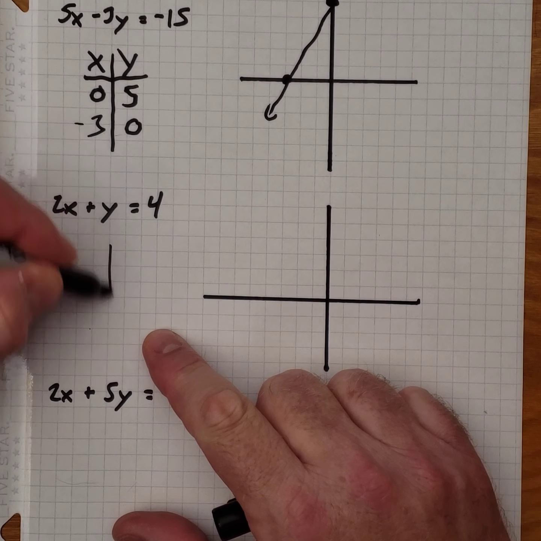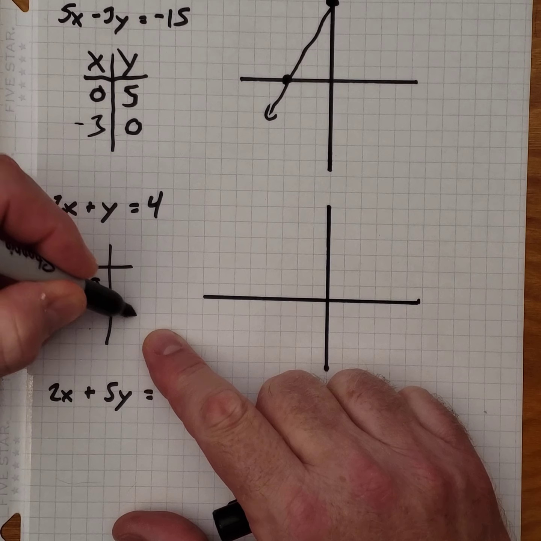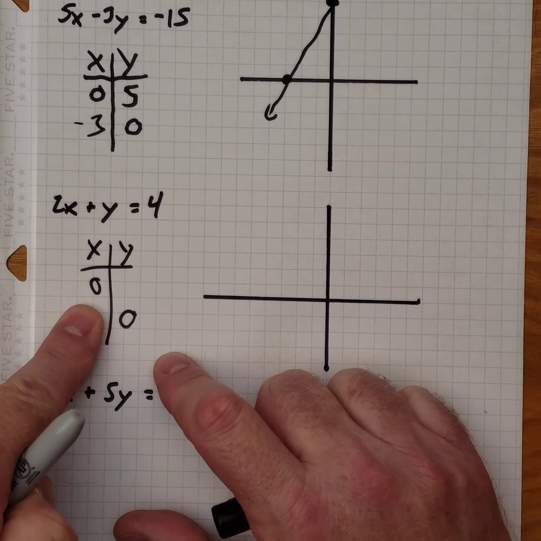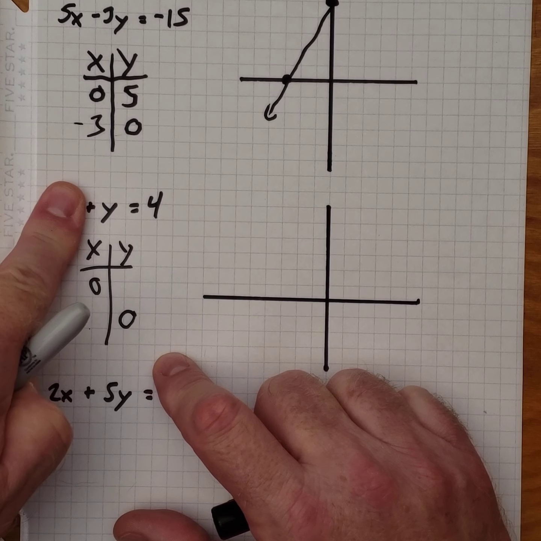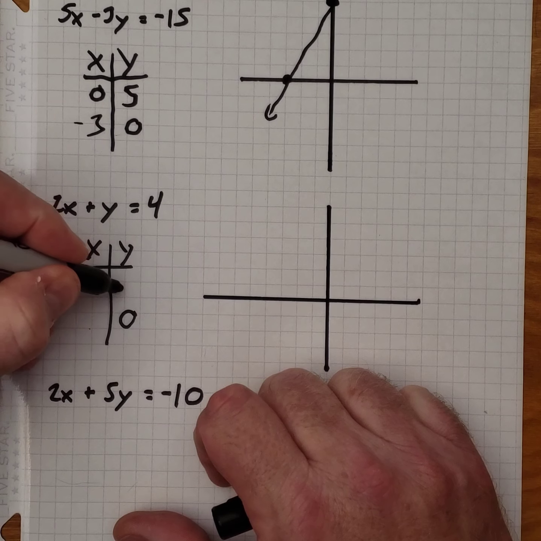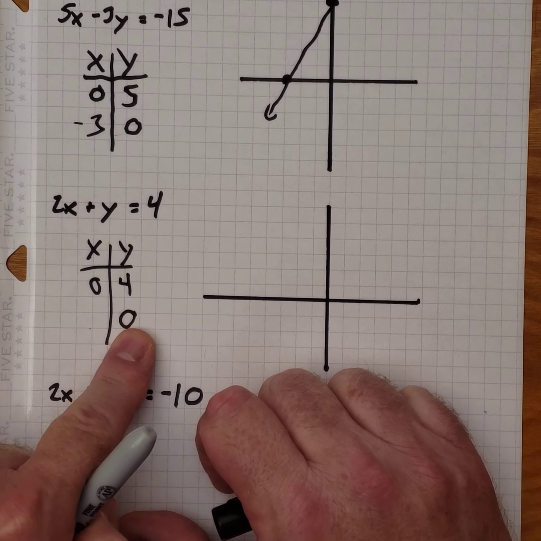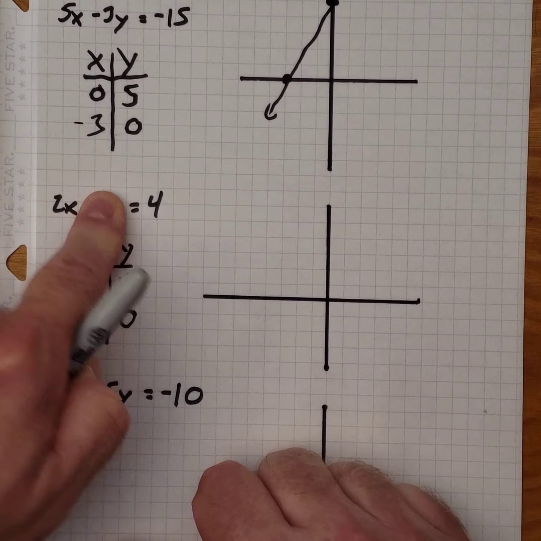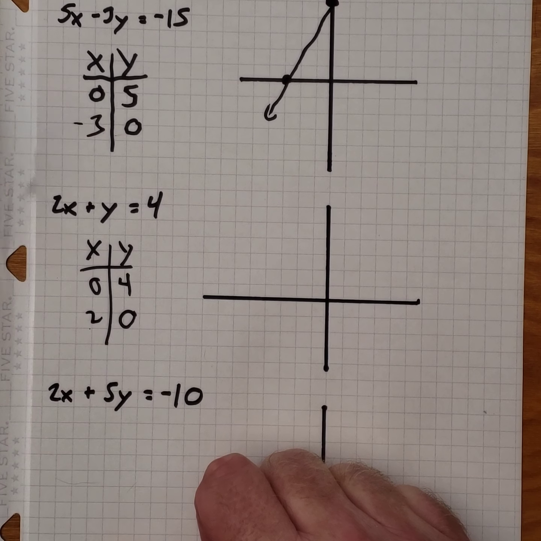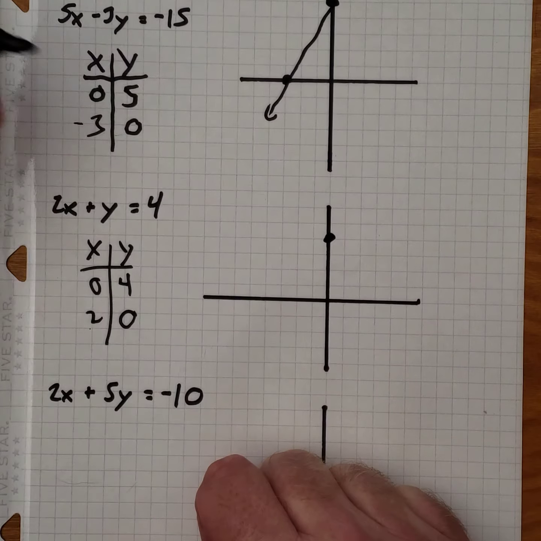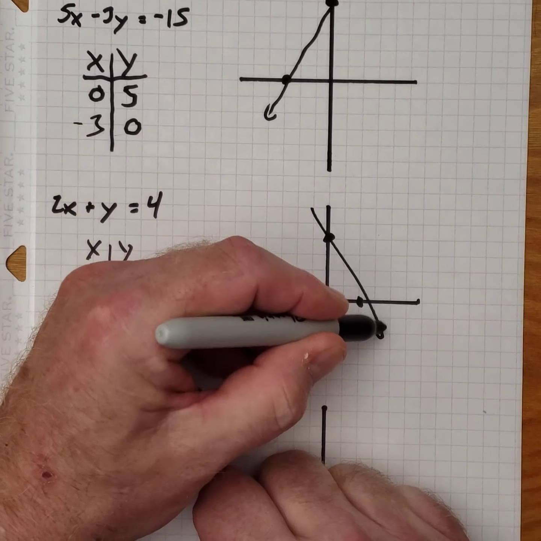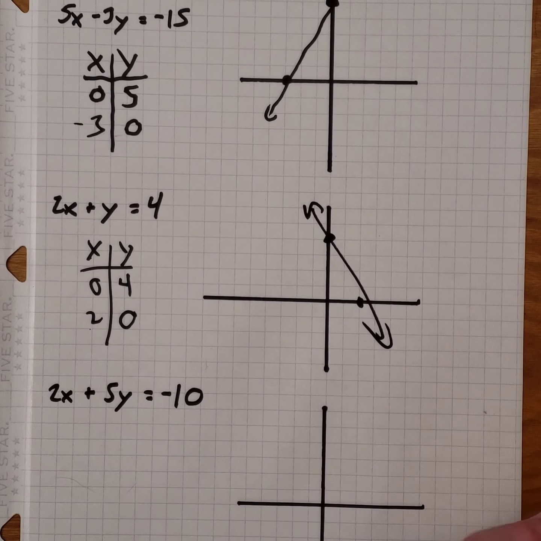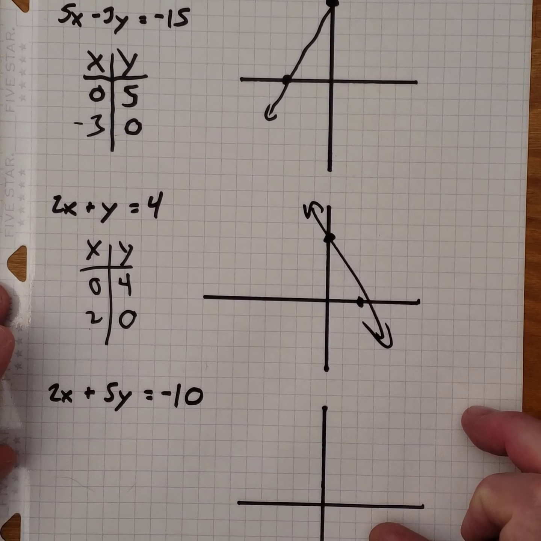Give this one a try. If we put a 0 in here for x, kills off that term, and we get y is equal to 4. If we put a 0 in for y, kills that term, and we get 2x is equal to 4. That would be x is equal to 2. So (0, 4), (2, 0), done. That's really sloppy. I apologize. So this is easy when it's easy.